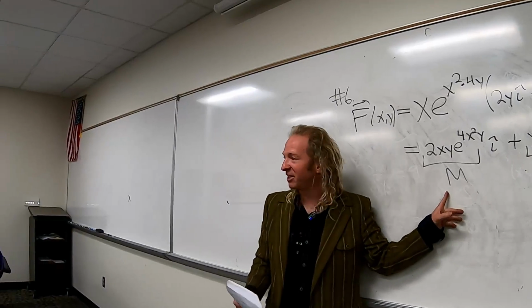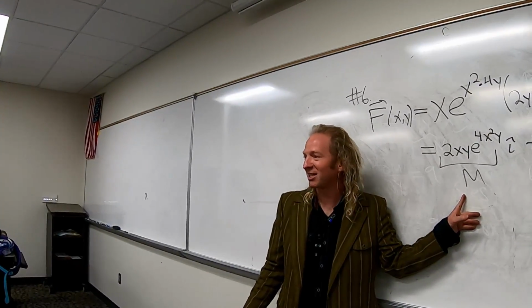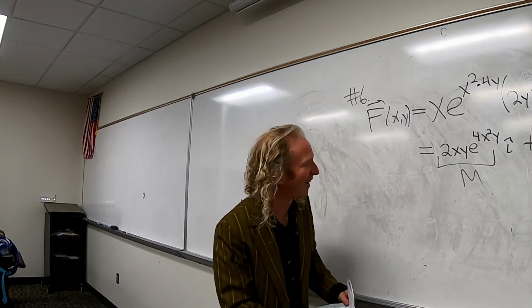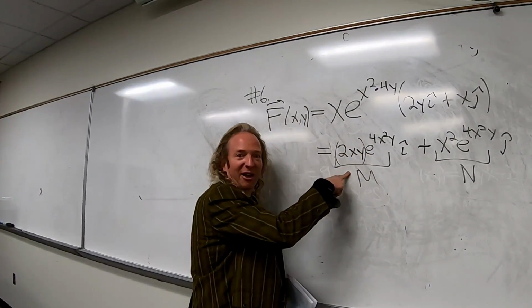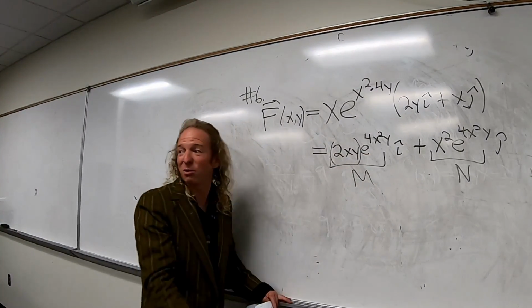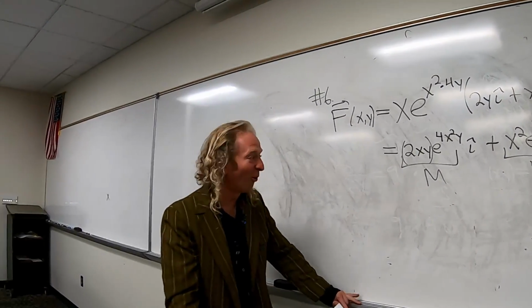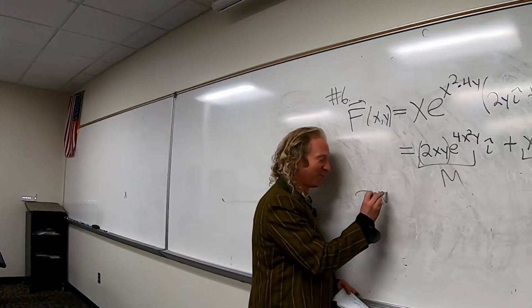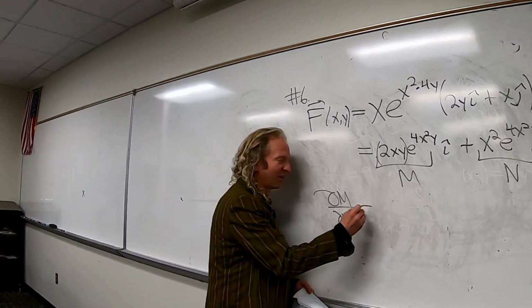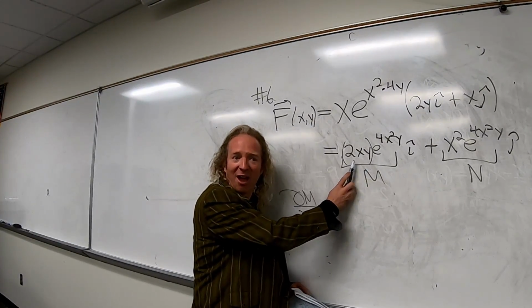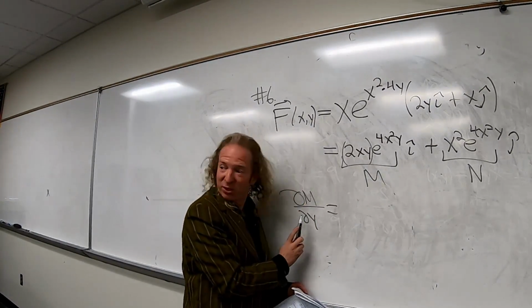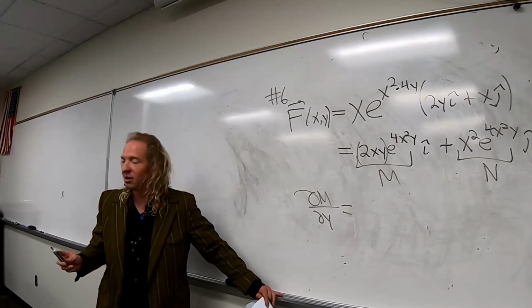So now we got to check to see if it's exact, right? Okay, so you have to do del m del y. You use the product rule this time, right? So del m del y. It's the derivative of the first times the second plus the first times the derivative of the second. So with respect to y, yeah, you got this.